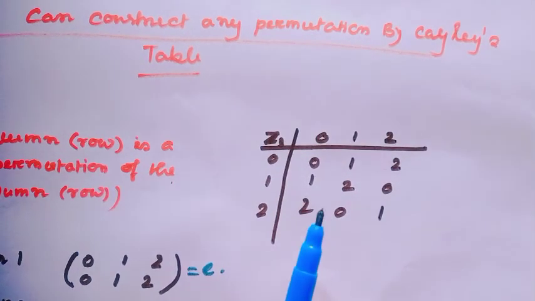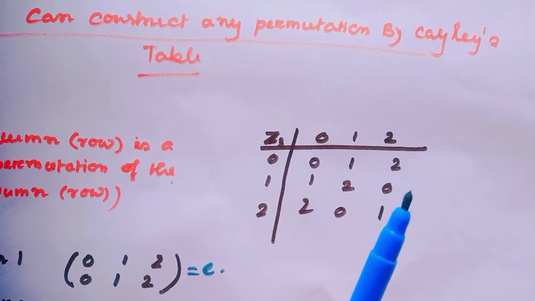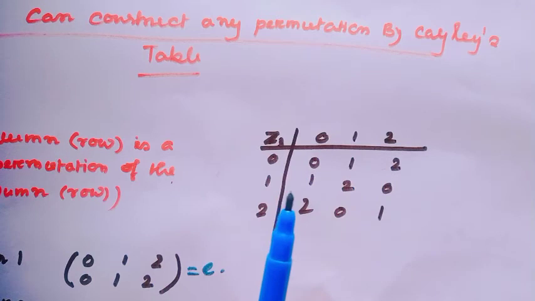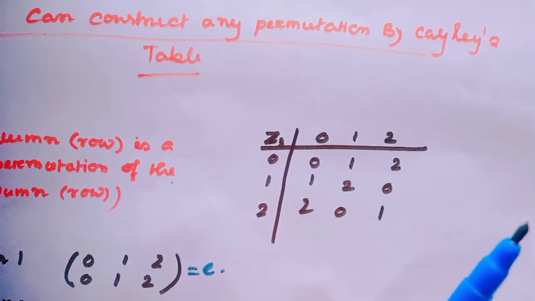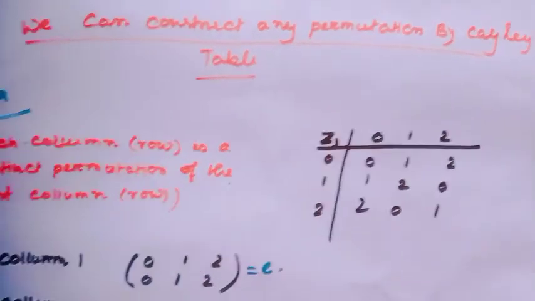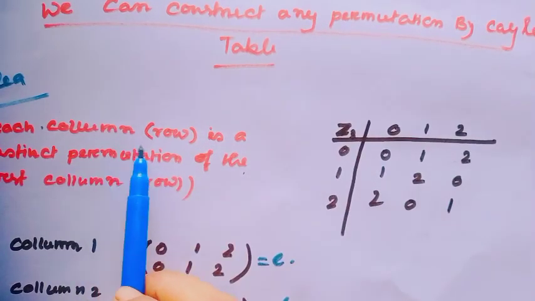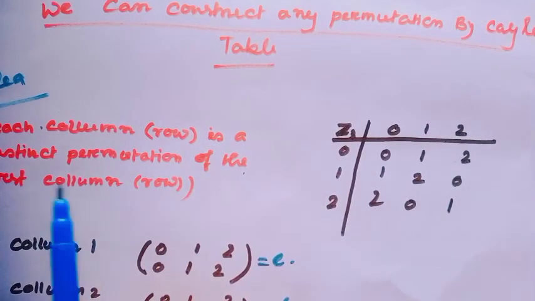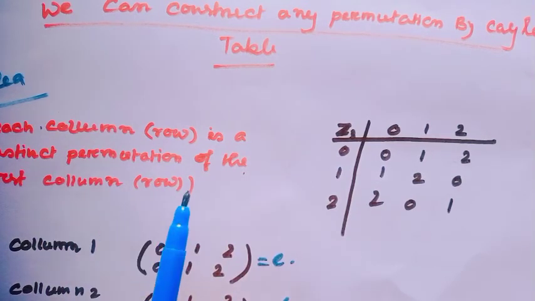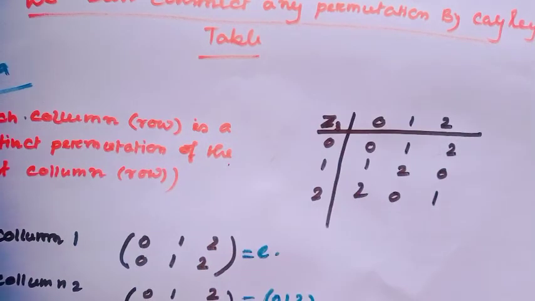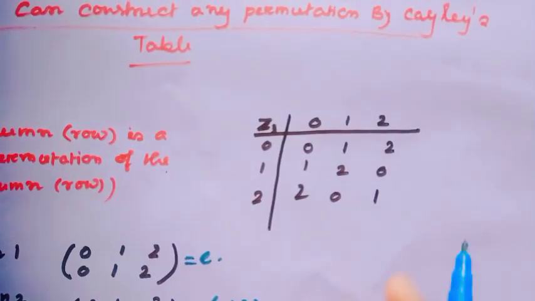Well, another way is we can construct any permutation by Cayley's table, because in Cayley's table we cannot repeat elements in any row and column, and for that reason every row in Cayley's table is a permutation of the first row, similarly for columns. Are you getting? So the key idea is each column or each row is a distinct permutation of the first column or first row. Let's consider Z3.